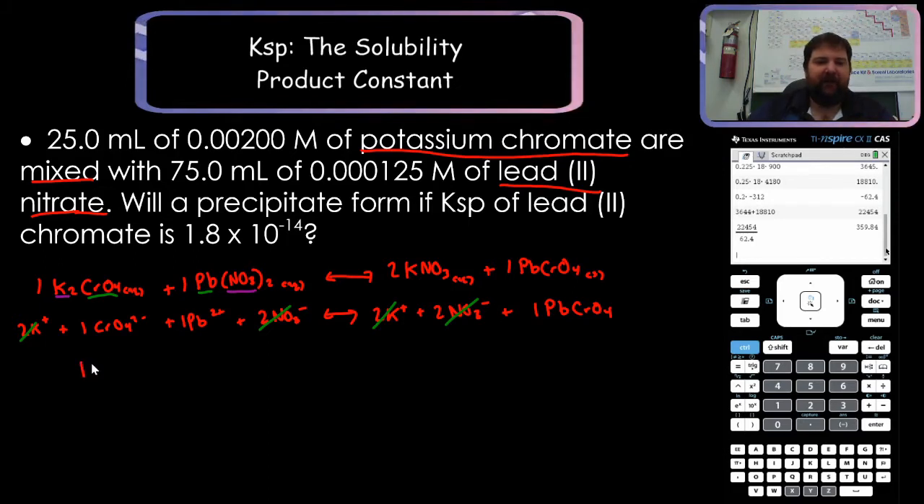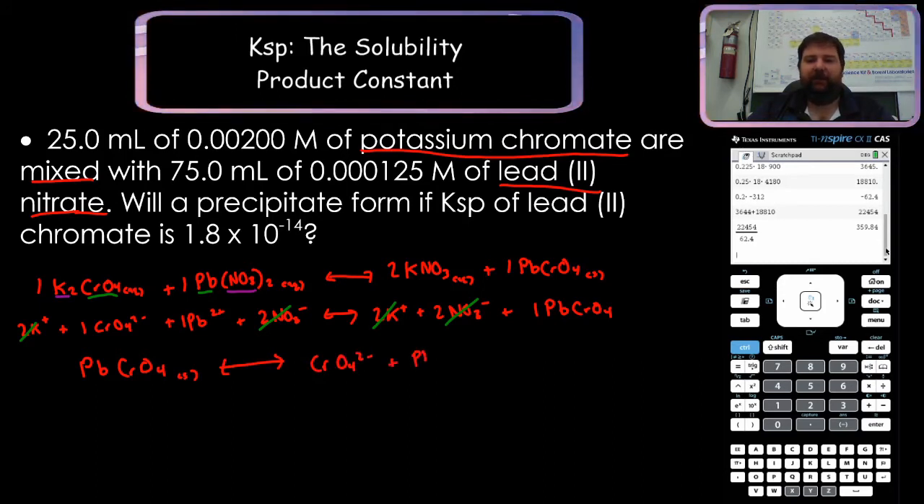So I'm going to have PbCrO4, which is a solid, and I'm going to have CrO4 2-, and Pb 2+ on the right. And these, of course, are aqueous.